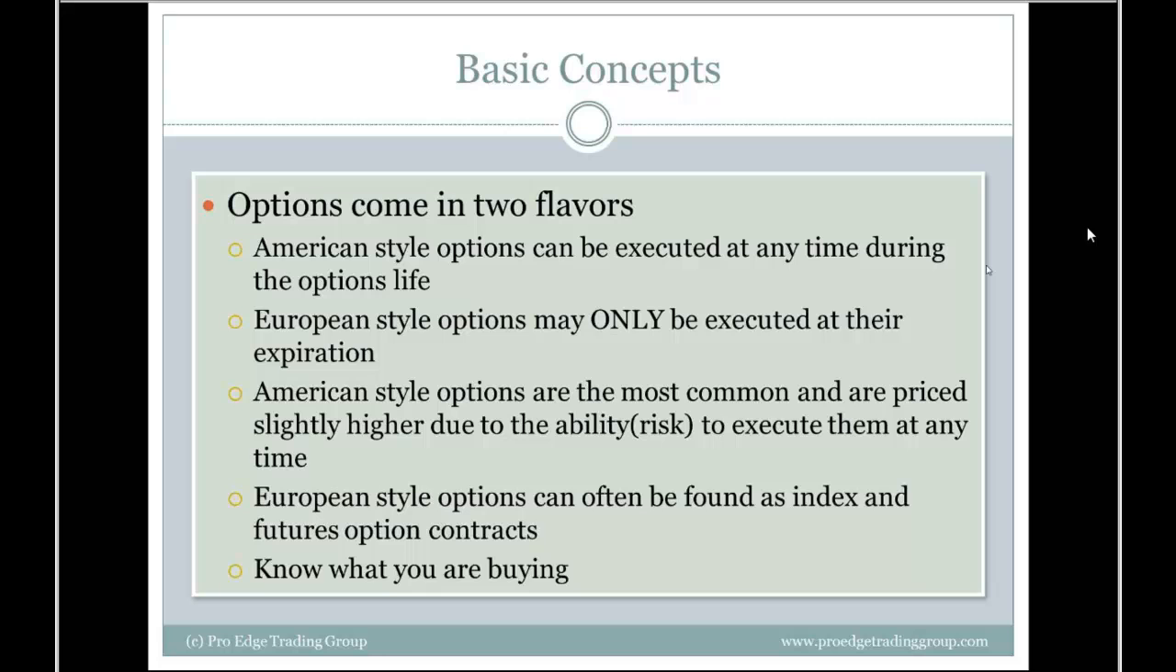When you're dealing with options, we're dealing with the price of risk. And if one of the risks that I'm taking by selling you an option is that you can demand the stock at any point in time, that's a higher level of risk. Therefore, American-style options actually have a slightly higher price than European-style options. European-style options can often be found as index and futures options contracts. Let me see here. I may be getting this wrong, but SPX, I believe, is a European-style option. There's a handful of others. They're not as common, but they are out there.